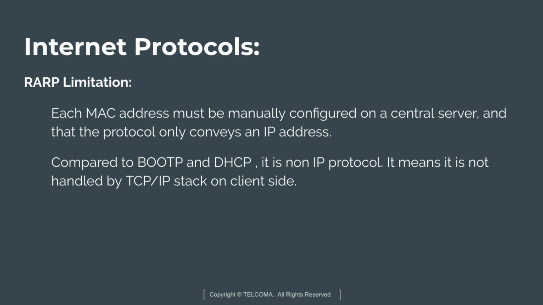Next is RARP limitation. Here the limitations of RARP are that each MAC address must be manually configured on a central server, and that the protocol only conveys an IP address. It means for this we have to add the MAC address to the corresponding IP address in the central server. After that, compared to BOOTP and DHCP, it is a non-IP protocol. It means it is not handled by the TCP/IP stack on the client side.